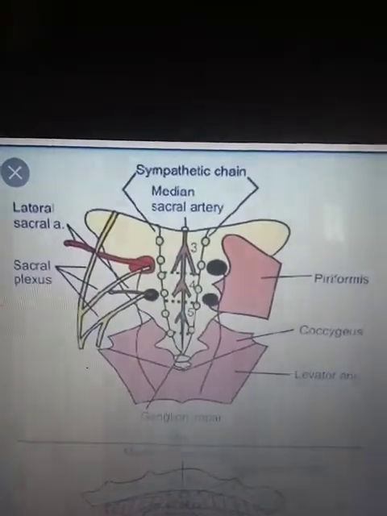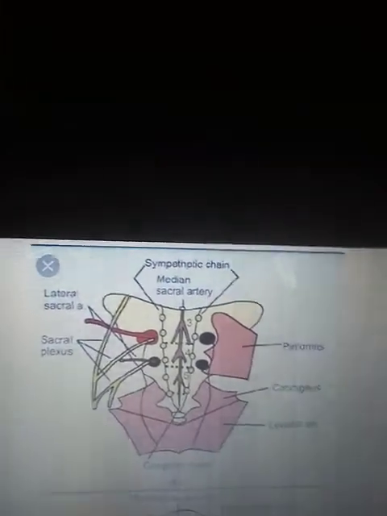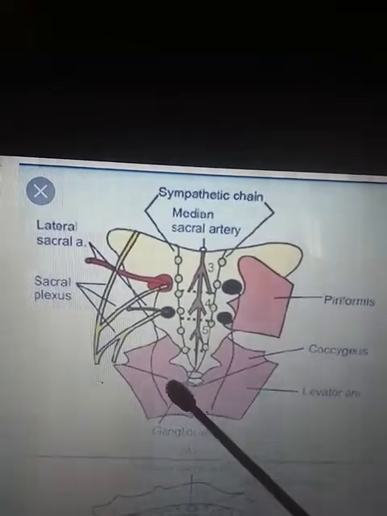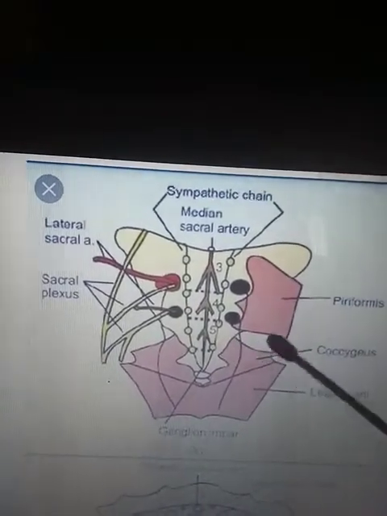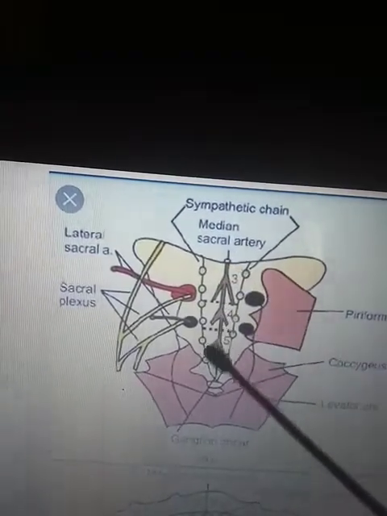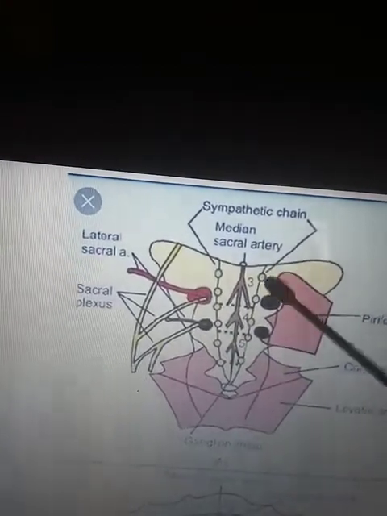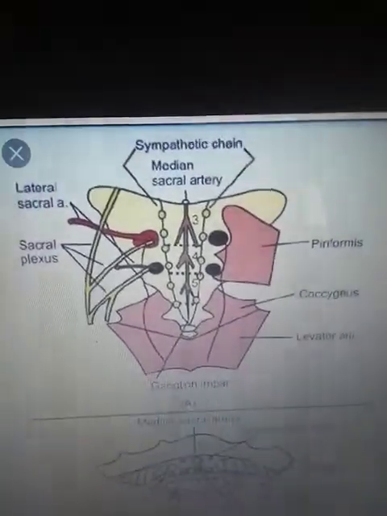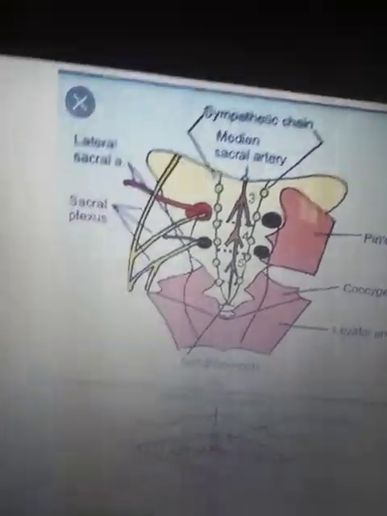Again, for the posterior relations of the rectum, see the picture keenly. What you will come across: first of all you will be having the sacrum posteriorly, then the coccyx, and between the coccyx and the anus you will be having the anococcygeal ligament here. Then the muscles piriformis, coccygeus, levator ani, median sacral artery, lateral sacral artery, sacral plexus, and from both sides the sympathetic chain, like a garland, and here the ganglion impar. Okay. Then lymphatics and fat, of course. These were the posterior relations of the rectum.